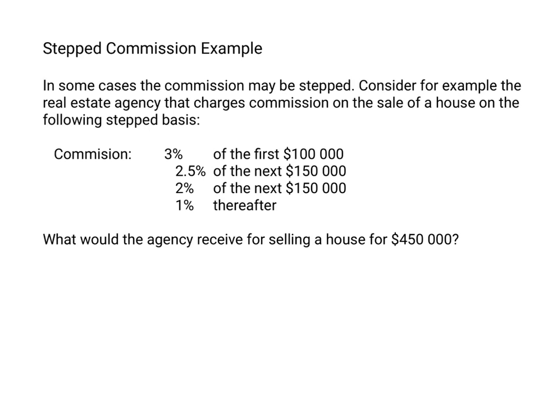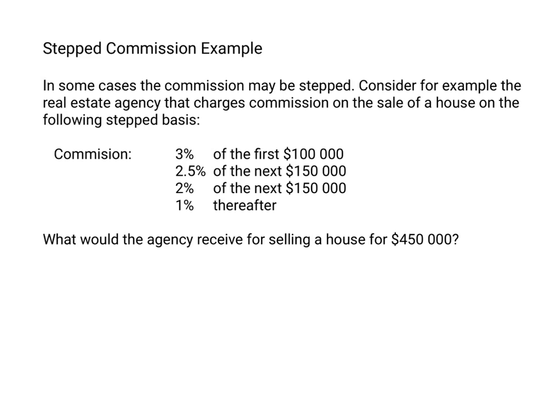So in some cases, commission may be stepped. This is very common for real estate agents. This is where as they sell things, they get a higher percentage of the lower sales, and as they progress, they get less and less percent. Obviously, if you're getting 3% of a $1 million house, that's a significant portion of the sales, so they step it back. So let's have a look at this agency. If they sold a house that's worth $450,000, how much commission are they actually going to receive?